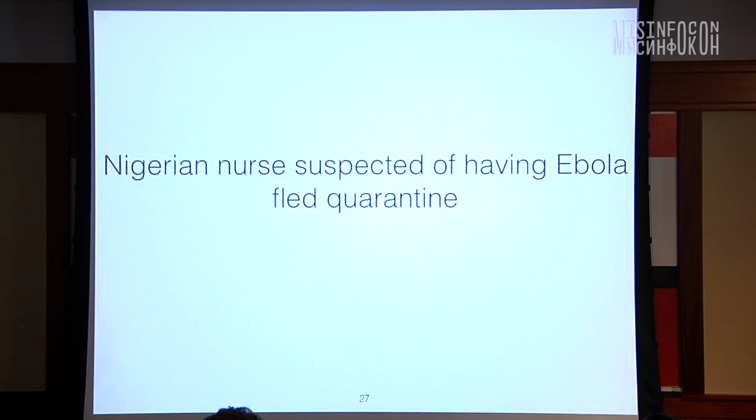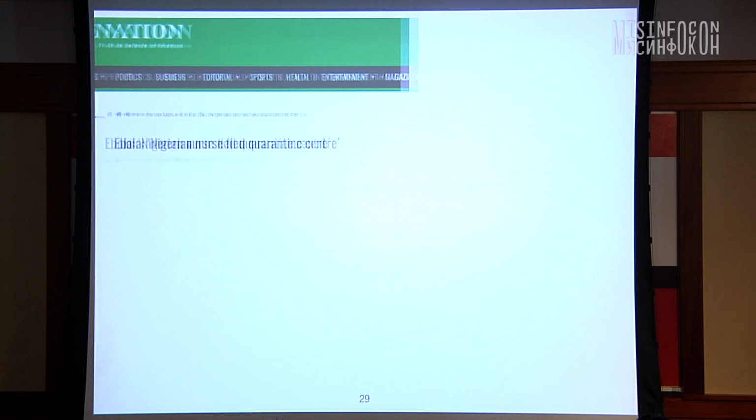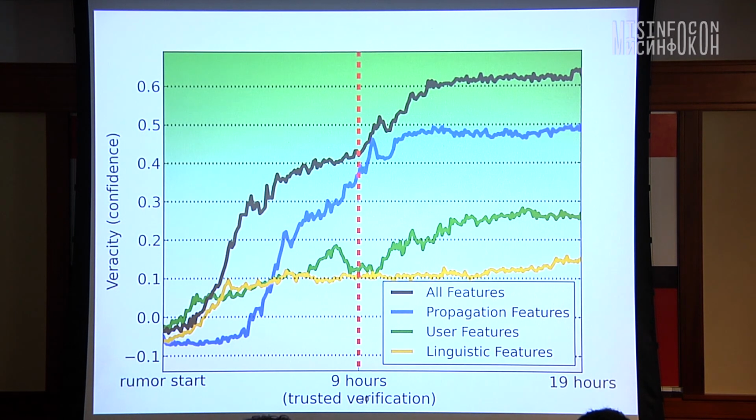Here are two rumors that I ran through my system just as an example for you. There was a rumor about a Nigerian nurse having fled quarantine. This is a rumor about Ebola, and it spread on Twitter, like most rumors do. I ran this through my system as if it was happening in real time. Oh, and the rumor was actually true. It was shown to be true a few hours later that the nurse had actually fled quarantine. This is the output of my system, and you can see it took 9 hours for the news to come out that it was true.